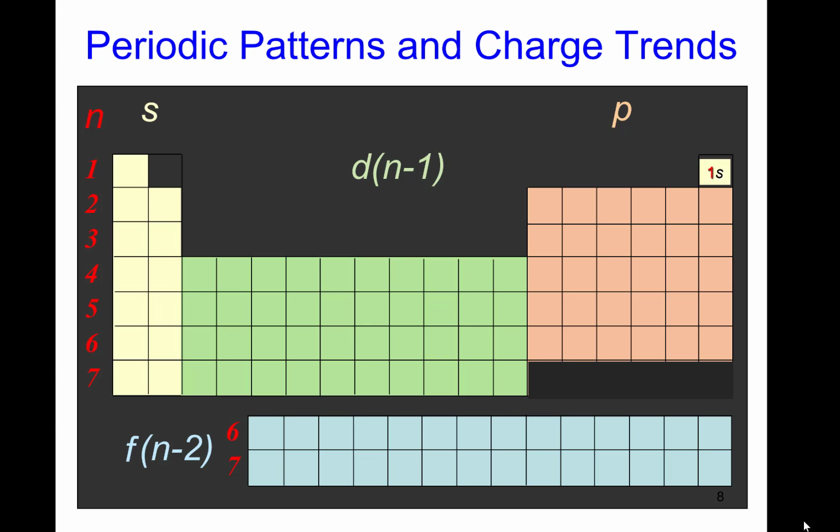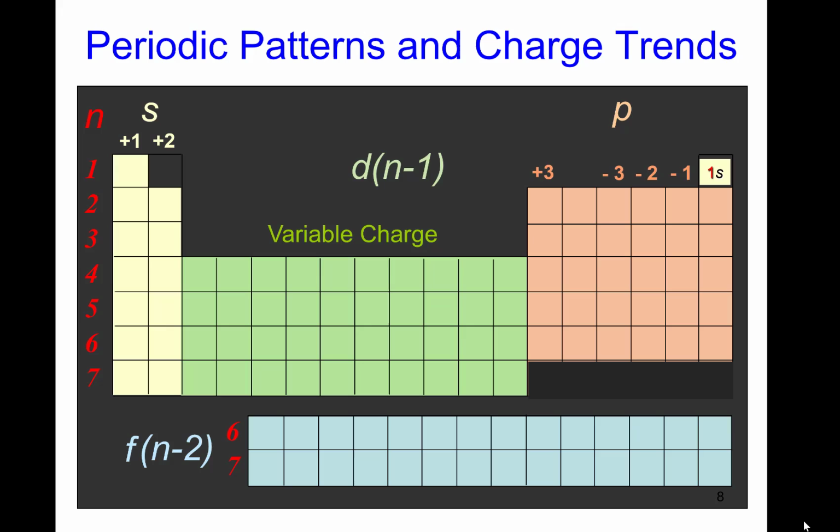So let's look at some patterns and some charge trends. If this is our periodic table, we've talked about the S block on the left, the P block on the right, the D block in green here in the middle, and the F block below. So you already had to memorize that group 1 will form ions with a charge of +1, group 2 is +2, 13 is +3, 15 is -3, 16 is -2, 17 is -1. That we had to memorize last unit.